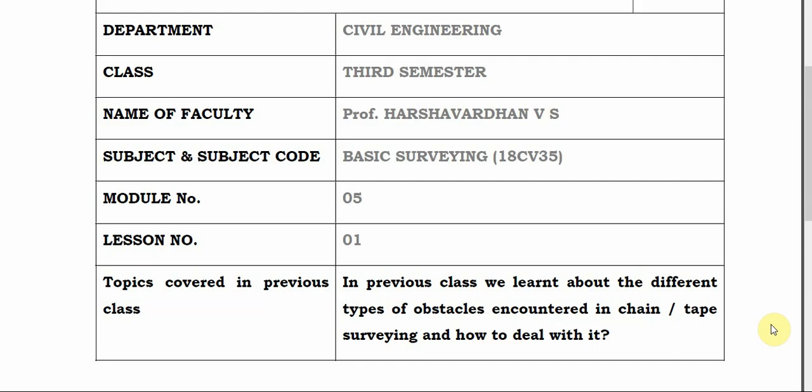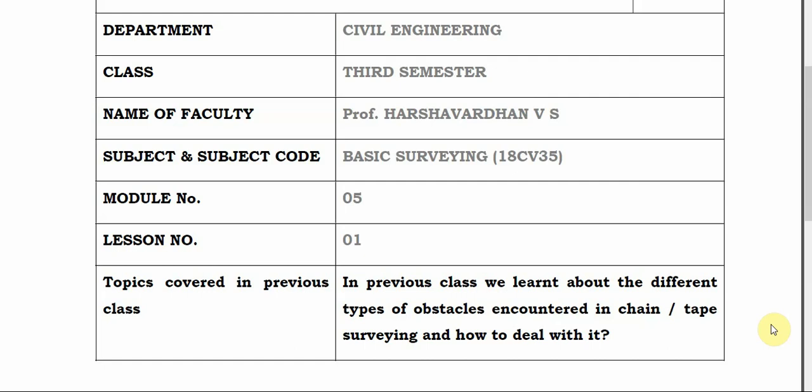So, when chain surveying is done or when tape surveying is done, different obstacles are encountered, and these obstacles can be categorized into three groups. The first category is obstacle to ranging only. The second category is obstacle to chaining only. The third category is obstacle to both chaining and ranging.